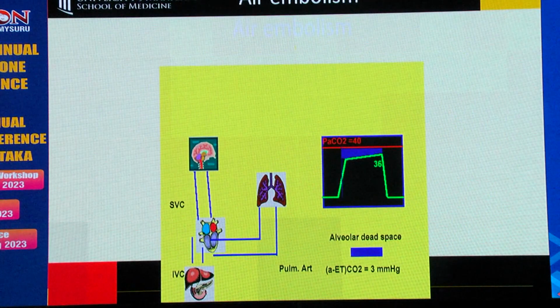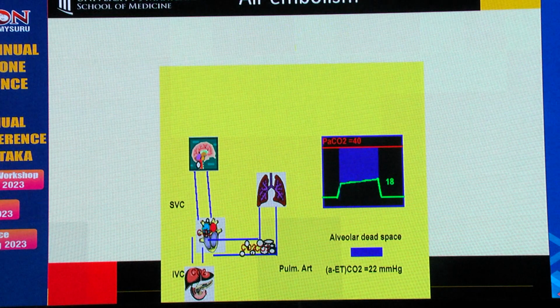Now, what happens to the air embolism? Very important for the neuroanesthesiologist. The end-tidal CO2 is normal, and suddenly air gets sucked in from the skull or the brain, and then the cardiac output decreases, the end-tidal CO2 decreases, and this is a forerunner to think: could this patient have an air embolism or not?